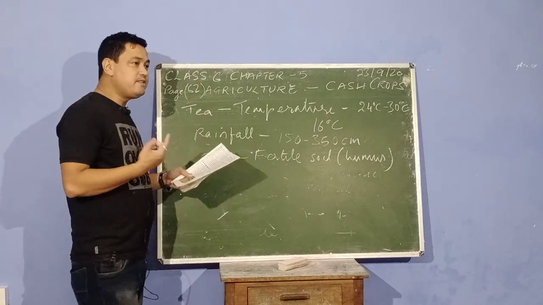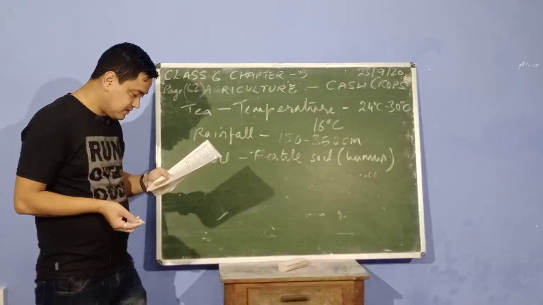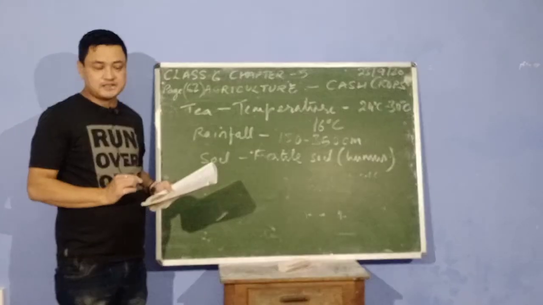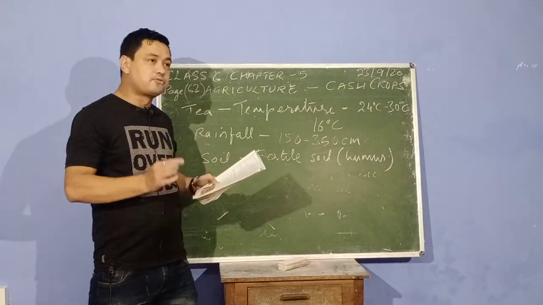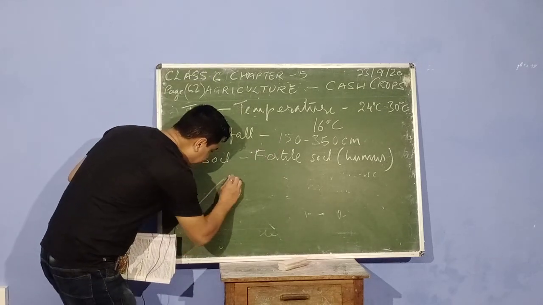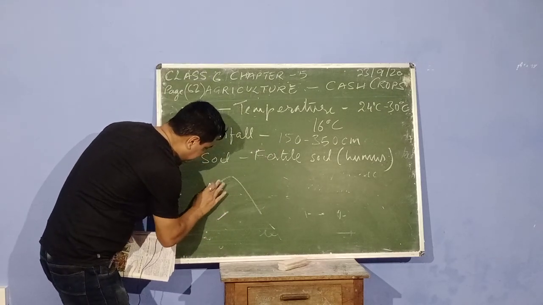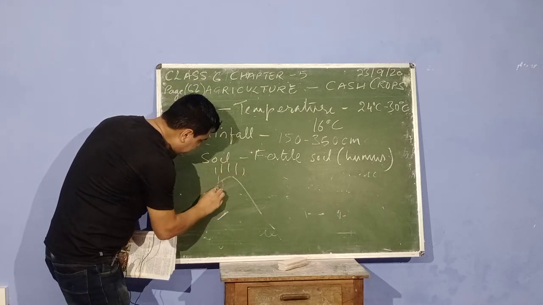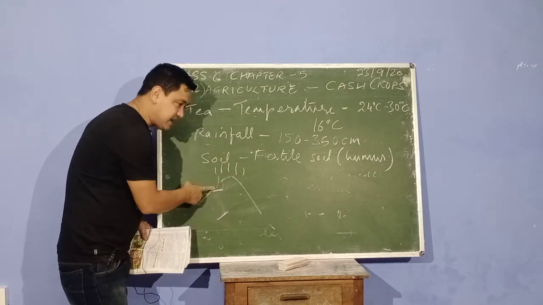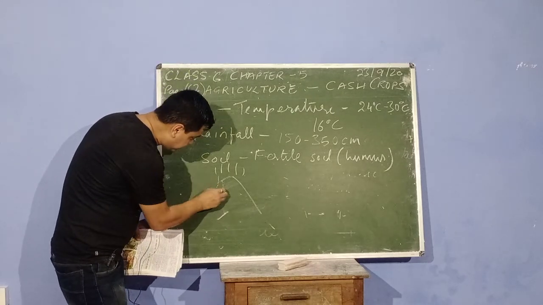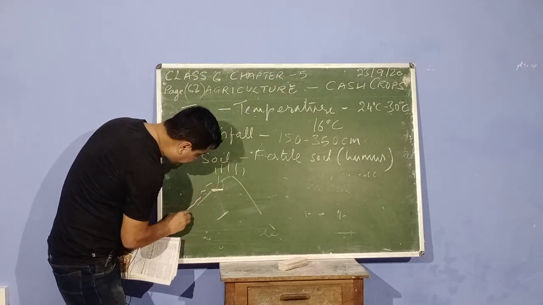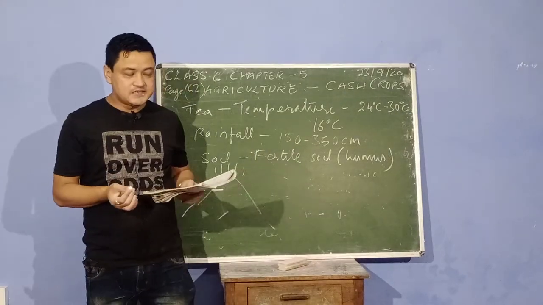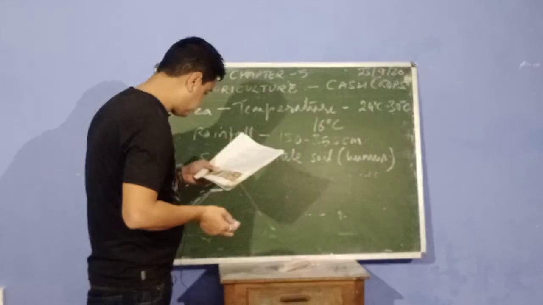Tea requires very heavy rainfall, but water should not stay on the ground, that is on the roots. So it is grown in hilly areas or by terrace cultivation. Because when the rain falls, the water will not stay stagnant on the roots. It will overflow. Therefore, tea is grown in hilly areas by terrace cultivation.